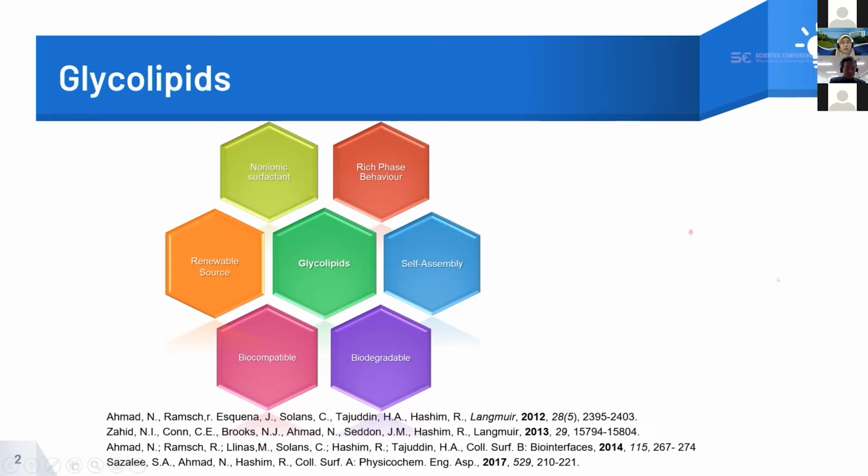Why does this happen? This is due to the structure of glycolipids, in which a glycolipid consists of a hydrophilic head group and a hydrophobic tail. As we know, hydrophilic means that the head is water-liking, whereas hydrophobic means that the tail is water-hating. So with these properties, this surfactant can self-assemble in the solution to form different aggregates.